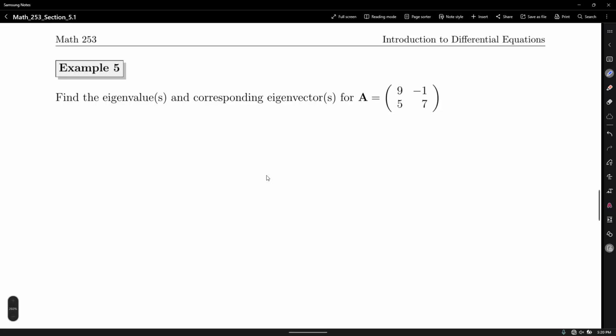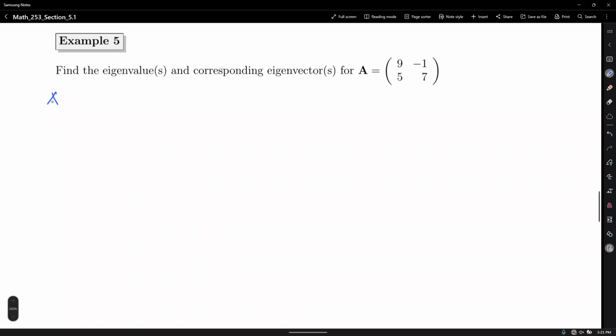All right. Example number 5. Find the eigenvalues and the corresponding eigenvector of matrix A. All right. So A minus lambda I equals 9 minus lambda, 5, -1, and 7 minus lambda. Okay. Now to solve, let's find the determinant. 9 minus lambda, 7 minus lambda, -1, 5. Let that be equal to 0. That's to get the eigenvalues of the matrix.